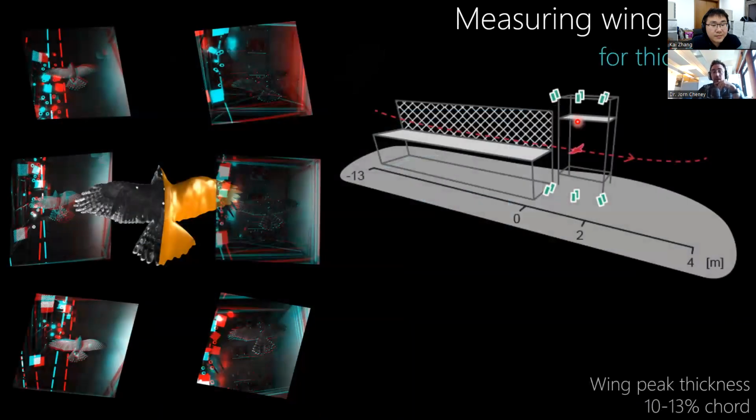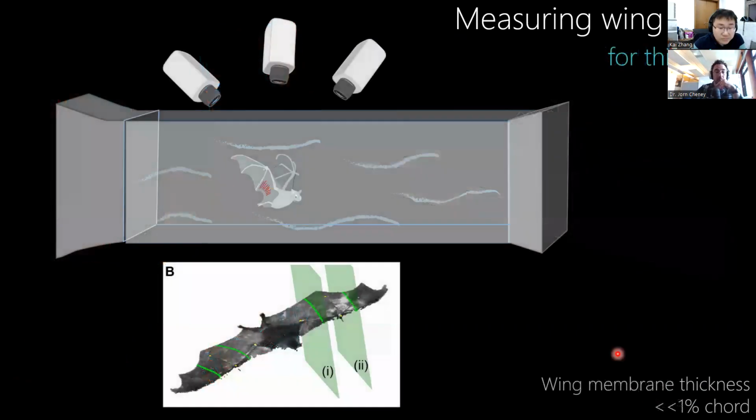But importantly, you need to do this for thick wings. Here, a bird's wing is about 10 to 13% of the chord at its peak thickness. When you're dealing with membrane wings, you don't have to do that. So a bat's wing membrane thickness is well under 1% of the chord. To give you a sense of the actual thickness, they're probably about 50 microns thick, depending on the species. It's incredibly thin. And really there you can just set up cameras above the animal and you can reconstruct the shape of the wing just on the upper surface. And you know that the lower surface is basically the exact same, given how thin the membrane is.